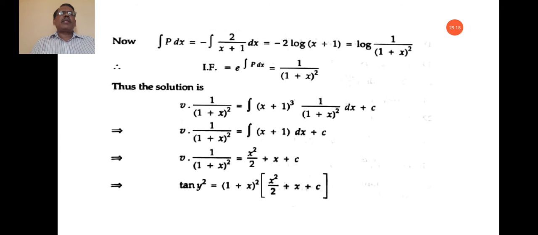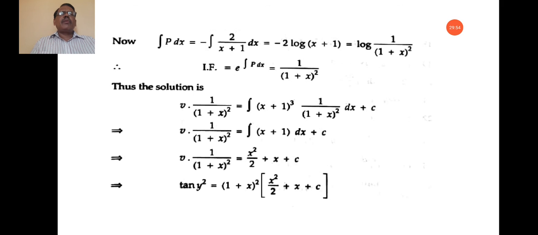So the integrating factor is e to the power of integral of p dx, so e to the power of log of 1 by 1 plus x whole square. So e and log cancel, and 1 by 1 plus x whole square is the integrating factor. So the solution of the given differential equation is v into 1 by 1 plus x whole square is equal to integral of x plus 1 whole cube into 1 by 1 plus x whole square dx plus c. Here x plus 1 whole square cancels, so what remains is x plus 1. So the integration of x is x square by 2, and of 1 is x, plus c.